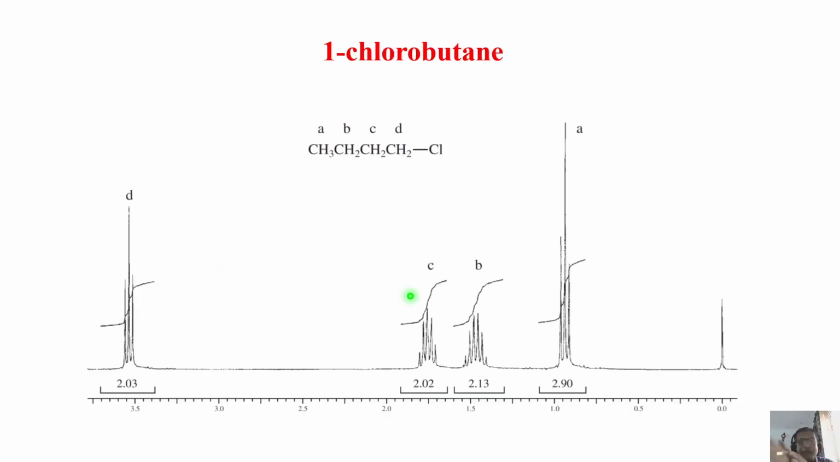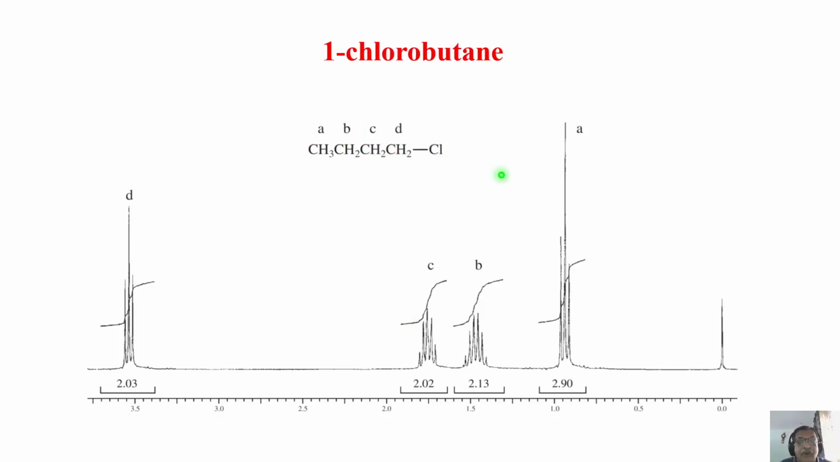Now, this is a spectrum taken from the book of Pavia, 4th edition. Let us see how we interpret this spectrum. This molecule is 1-chlorobutane. That is, chlorine is attached at position one. Now, what happens as a consequence? There is no symmetry here. If it was CH3, then there would have been symmetry in this molecule. Just because you knocked off one proton and attached chlorine, symmetry is broken.